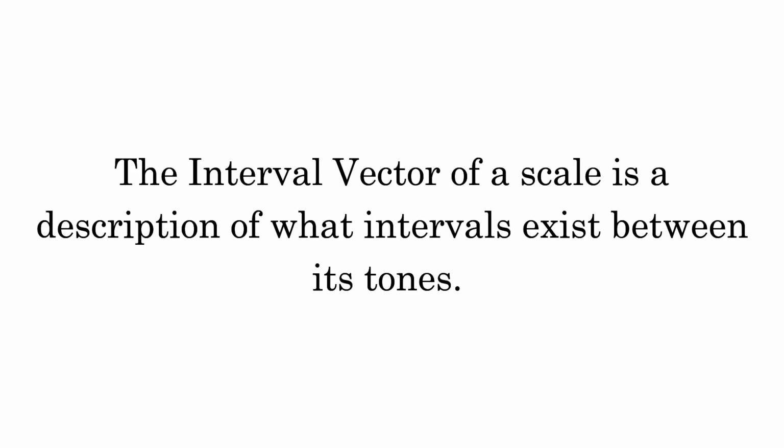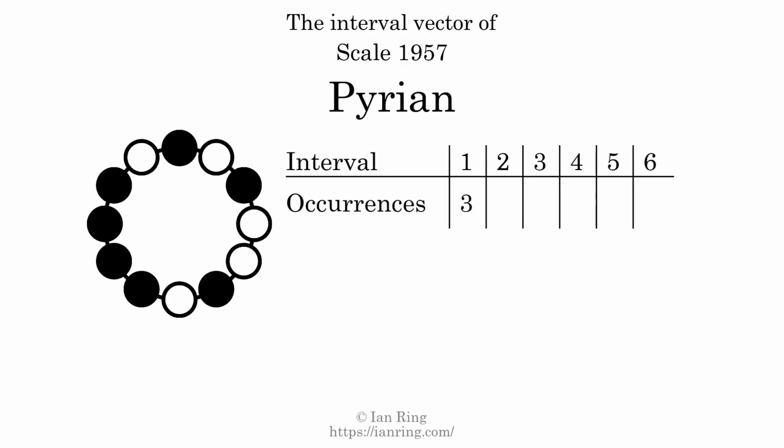The interval vector of a scale is a description of what intervals exist between its tones. There are 3 intervals with the size of 1 semitone. They are here, here, and here. There are 5 intervals with the size of 2 semitones. They are here, here, here, here, and here.